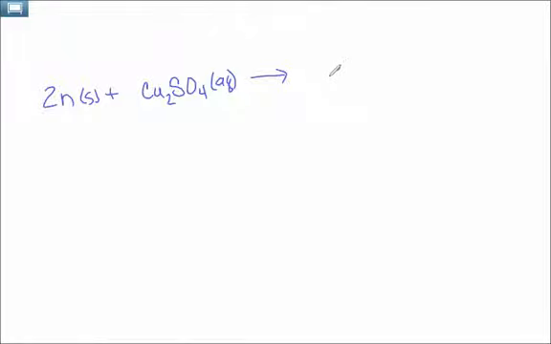Produces solid copper. Zinc has what charge? 2+. And sulfate we said was 2−, so we don't need any subscripts.